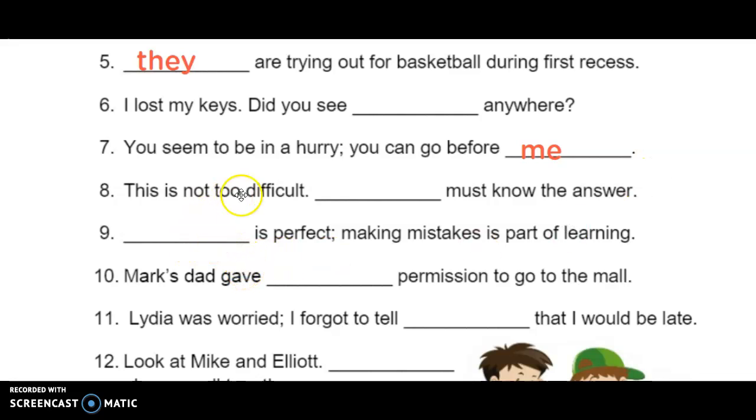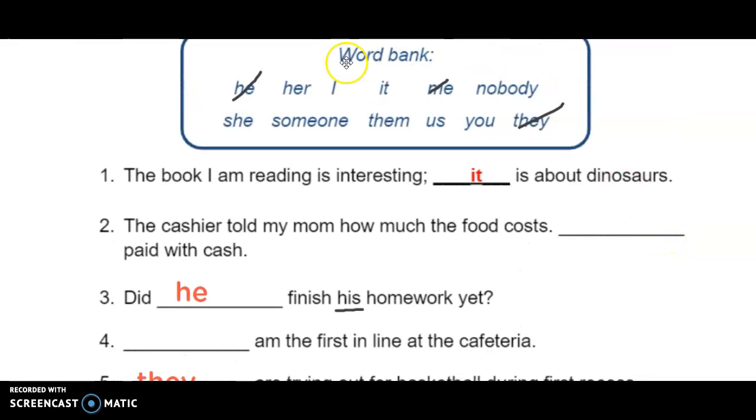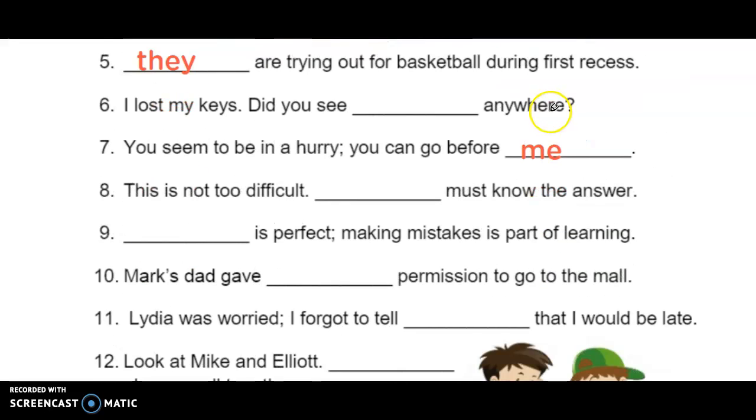Number 9, blank is perfect. Making mistakes is part of learning. Blank is perfect. Making mistakes is part of learning. Nobody. This is a saying, so I'm going to go ahead and give this one for you. Nobody is perfect. Making mistakes is part of learning. Type in nobody.